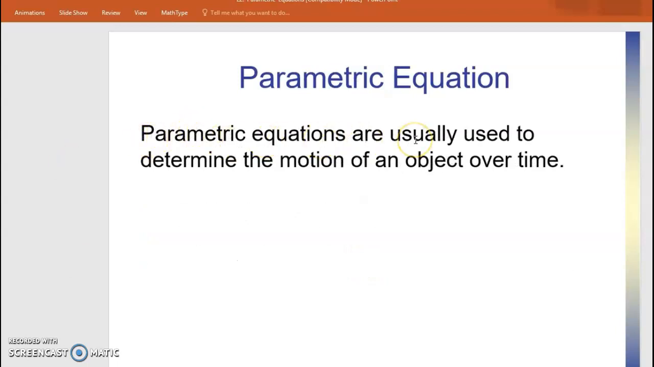Parametric equations are usually used to determine the motion of an object over time. That object could be a moving or traveling object, such as an airplane, or it could be an object in someone's body, such as cancer cells moving, in other words, growing or hopefully decreasing in size due to treatment.